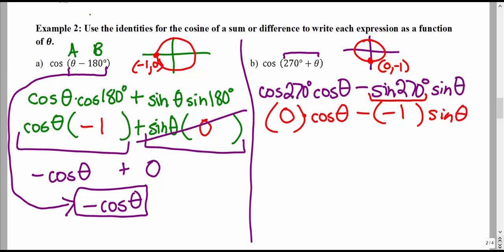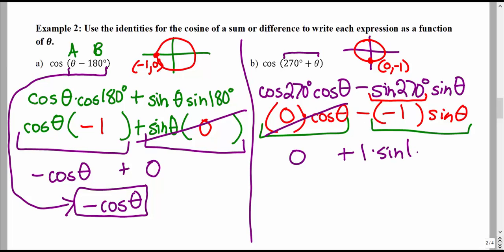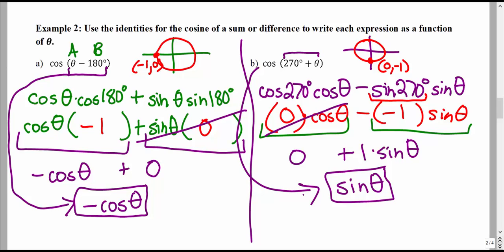Now we're going to simplify. We're going to multiply and then combine our terms. 0 times anything is always 0, so we have 0. We have a negative and a negative, so we can call that a plus 1 times sine theta. And of course, 0 plus 1 sine theta simplifies to sine theta. So this expression will be much, much simpler to work with than the original expression, cosine of 270 plus theta. We can just work with sine theta instead, since these are exactly equivalent. They're exactly the same value.